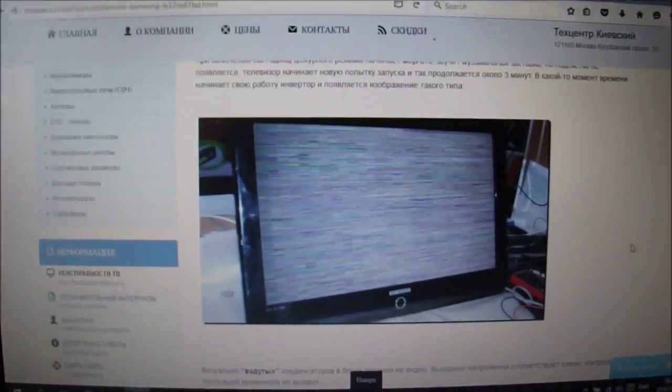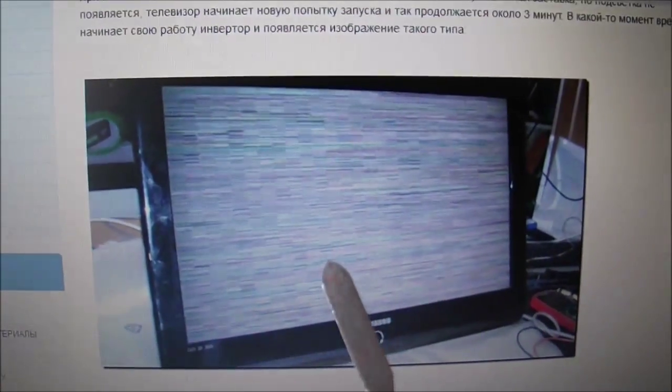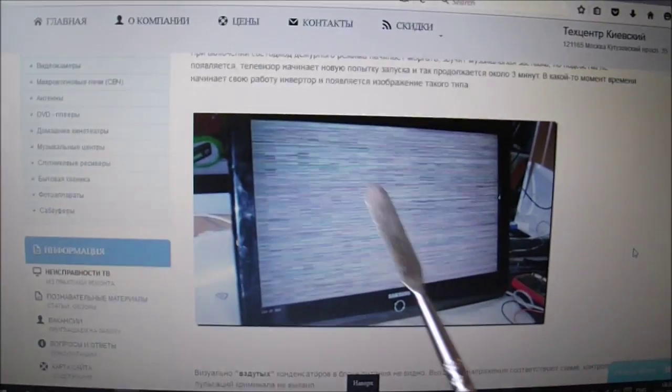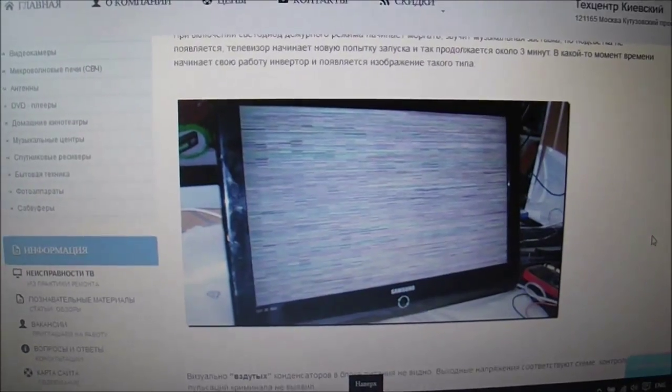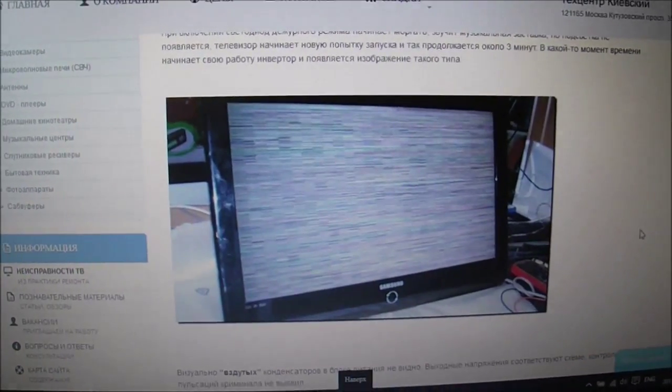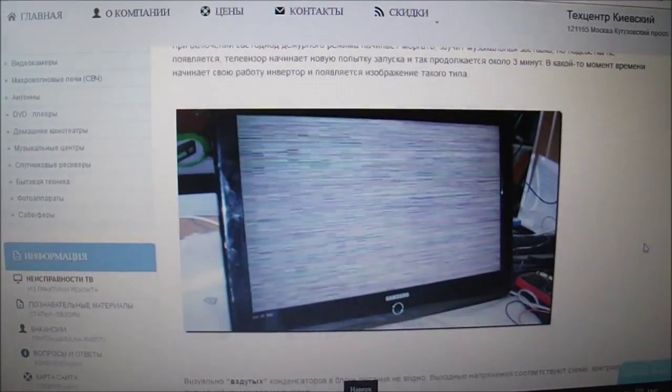By the way, another common symptom of this problem is if your television shows a picture like that. So if you see a picture like that, or the TV takes a very long time to start up and then eventually doesn't start at all, that capacitor and likely bulging capacitors in the power supply are the problem.